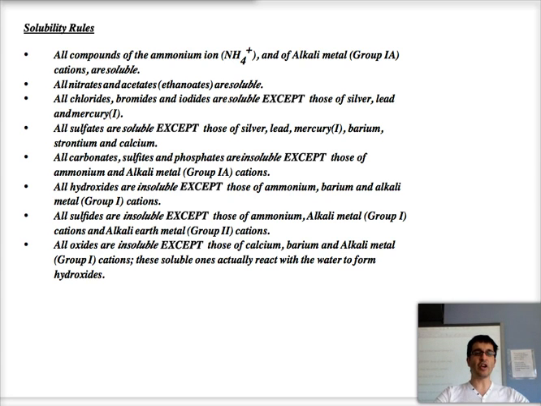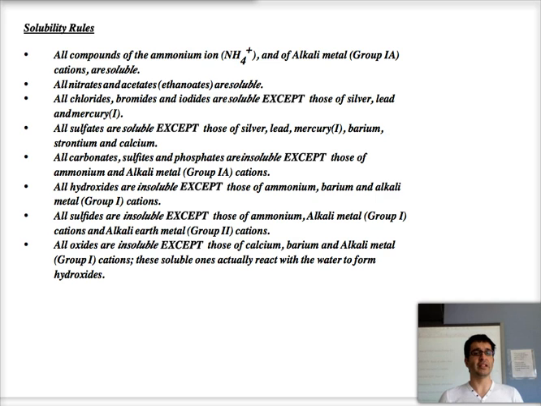Now we're going to be looking at the ones that are normally insoluble. Carbonates, sulfites, and phosphates are normally insoluble. But of course, rule 1 tells us that anything that has ammonium or an alkali metal is going to be soluble. So those are an exception to the fact that carbonates, sulfites, and phosphates are insoluble. Those will be soluble. Hydroxides are going to be insoluble, again, except for those of ammonium, of group 1, and those of barium. The hydroxide of barium is actually going to be reasonably soluble. The other ones, not so much. All right.